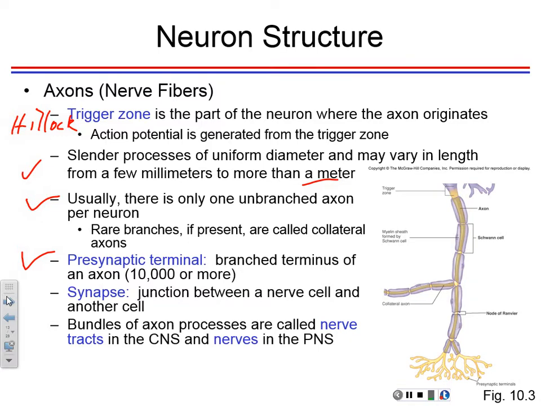Isn't that good? So, like I said, you get up to 10,000 branches, but there are those few instances when you might need a collateral branch, the one that is at right angle to the axon, and then it will also branch and be controlling more things, okay?